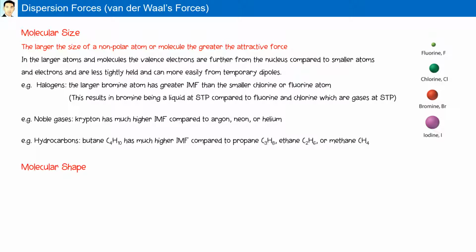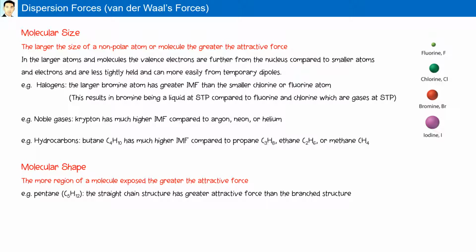Molecular shape and its impact on dispersion forces. The more region of a molecule exposed, the greater the attractive force. Example, pentane, the straight chain structure, has greater attractive force than the branch chain structure.